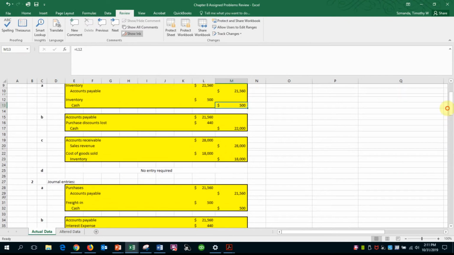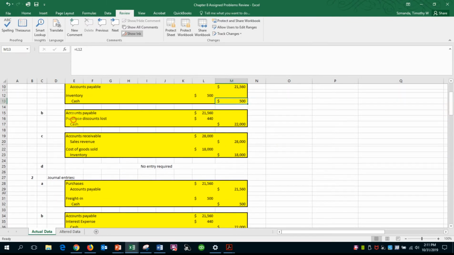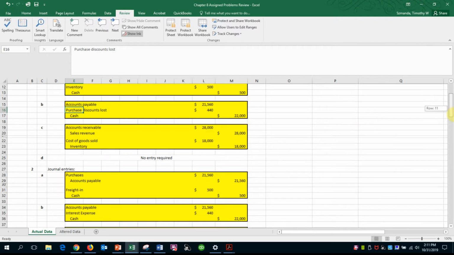In situations under the net method where we thought we would take the discount, but then we did not, we debit this purchases discount lost account for the difference between the gross and the net payable. This purchases lost discount is an expense, an added expense, a new line item on the income statement. That makes this very conspicuous to managers.